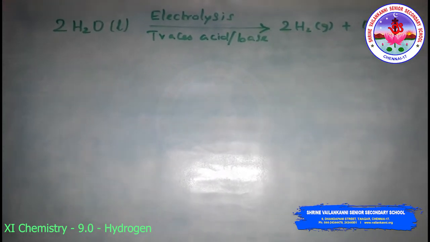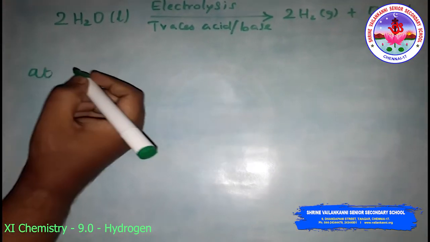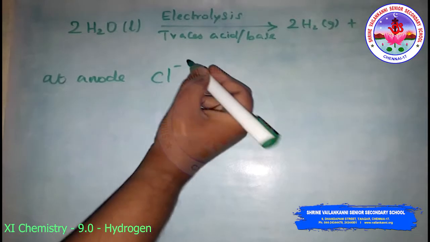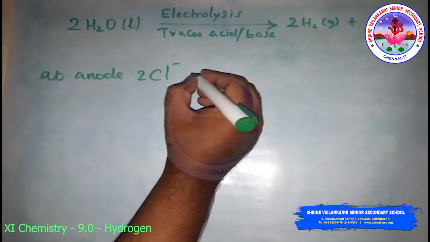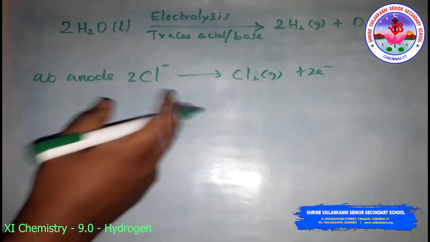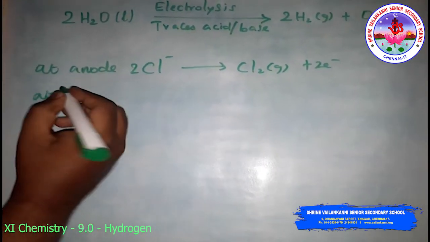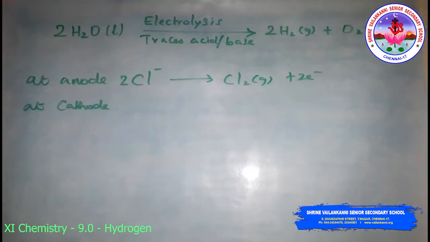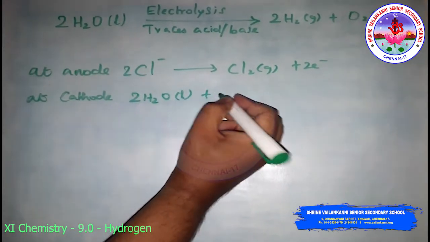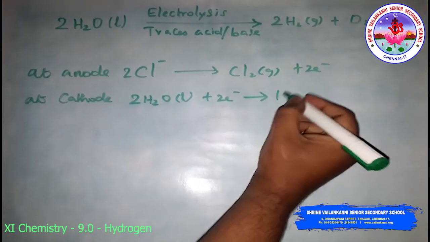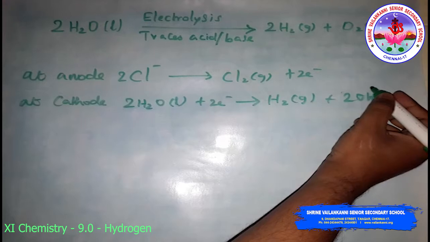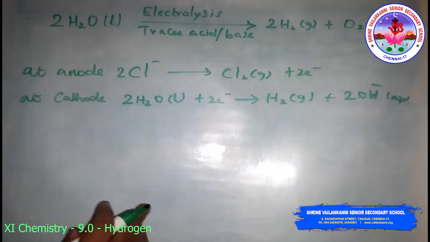During the electrolysis, the reaction at the anode is the oxidation reaction: 2Cl minus aqueous gives Cl2 gas and 2 electrons lost. At the cathode, 2H2O liquid plus 2 electrons gains gives H2 gas and 2OH minus aqueous.